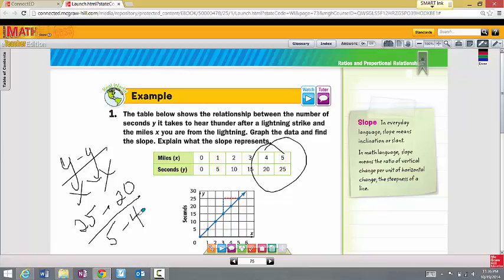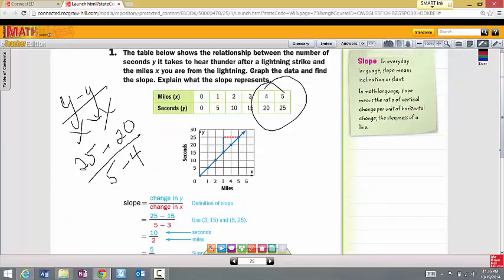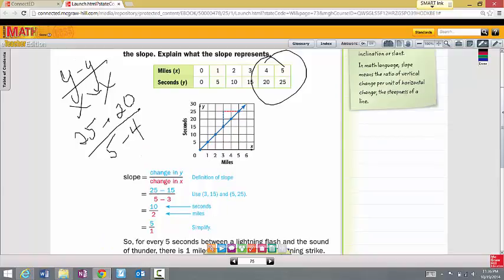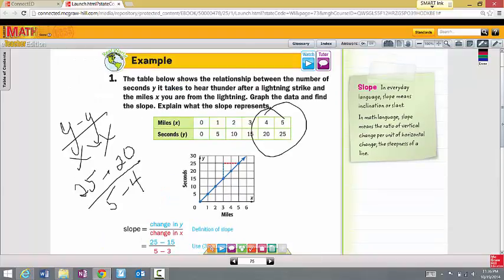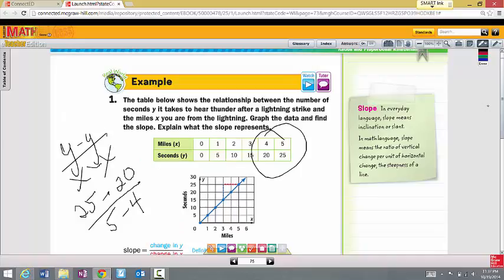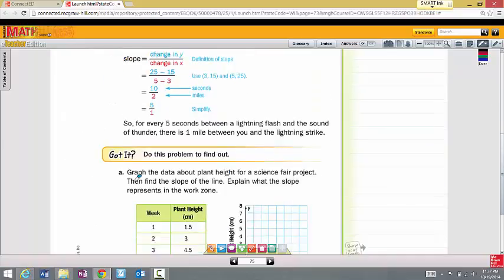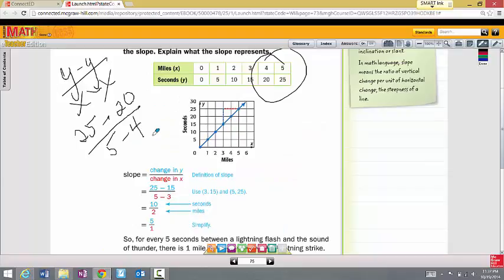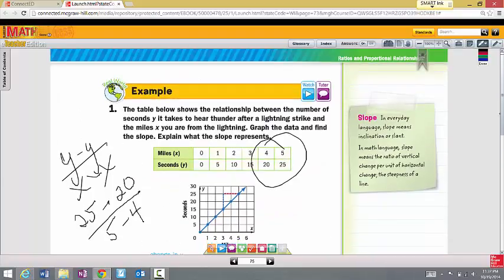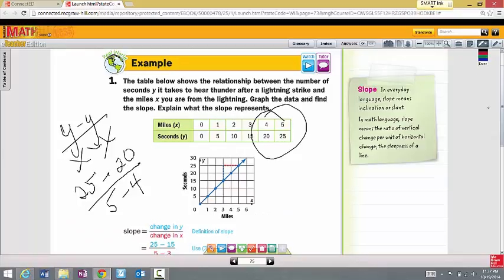And make sure that when you are starting with those points, you start with the same point. And make sure that you are showing all of your work. Okay? So 25 minus 20 is 5, over 5 minus 4 is 1. Now again, this is a perfect example. You have 5/1. You can leave that as 5/1, or you can write it as 5. Either one would be fine.